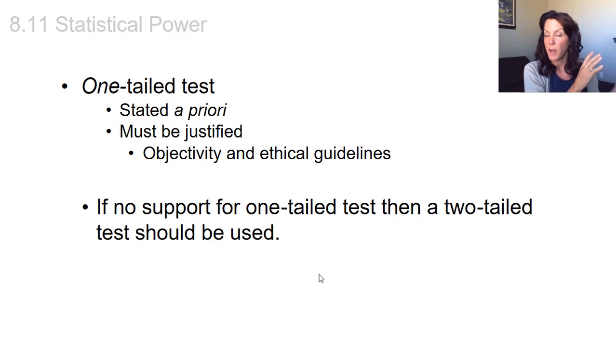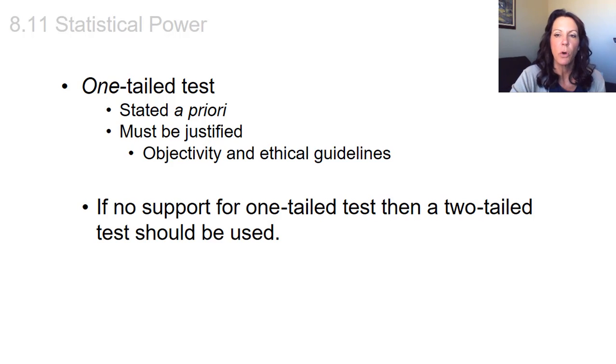Well, it could be that we've read prior research that shows that that's probably where my result is going to be. Having a one-tailed test needs to be justified. You can't just do a one-tailed test just because it's got a larger critical area. We don't do that. We want to be as objective as possible and observe ethical guidelines, which involves setting your intention up front, either to do a one-tailed test or a two-tailed test, and then sticking to it. If there's no support for a one-tailed test, meaning no strong reason to think that my result is going to be in one tail or the other, then a two-tailed test should be used for sure.